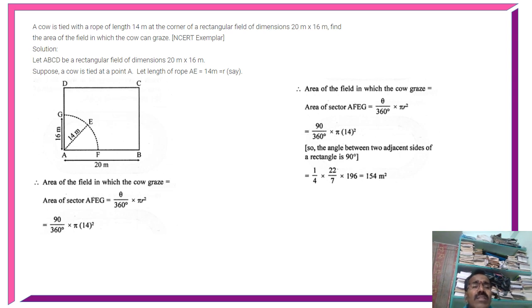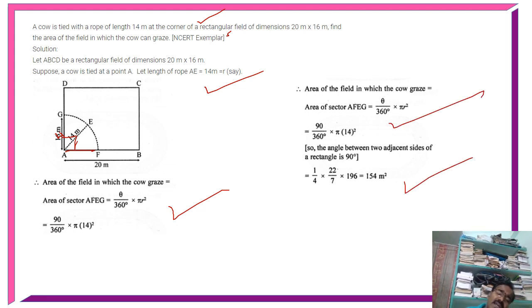Here a cow is tied with a rope of 14 meters at the corner. The length here is 14 meters, students, it is not 16, it is 14. So here we need to find the area which the cow can graze. Simple area of sector formula: radius 14, angle of sector 90, because they mention it is a square or rectangle shape, and in a rectangle each corner is 90 degrees. Substitute and simplify, 154 meter square is the area it can graze.